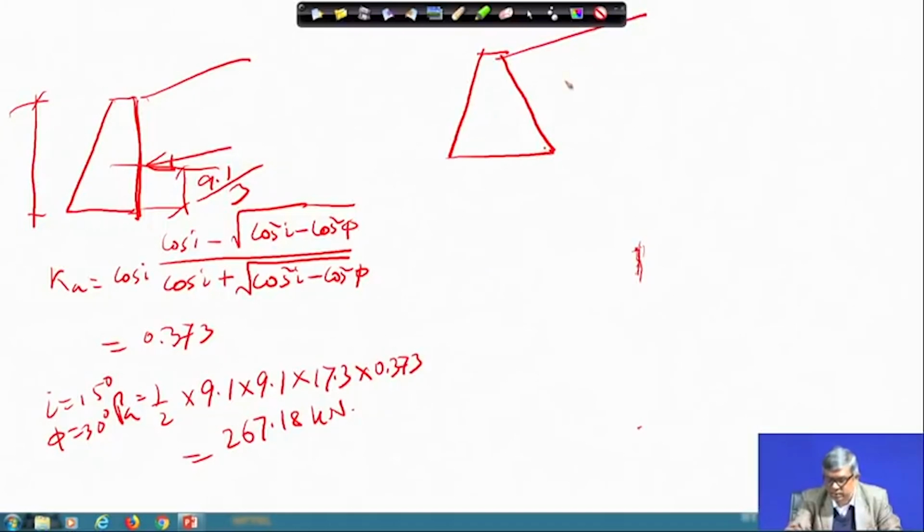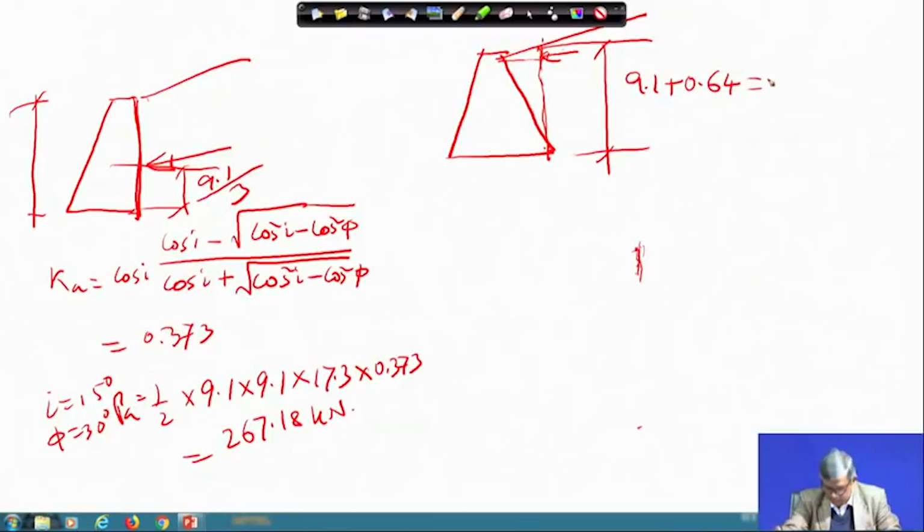But another problem was this, in addition to that, this is also sloped like this. So, what do I have to do now? I have to find out this height. Ultimately, geometrically you can find out this distance. So, your ultimate height of the wall becomes 9.1 plus 0.64. So, this becomes 9.74 meter, and the rest of the things, K and everything, are the same.